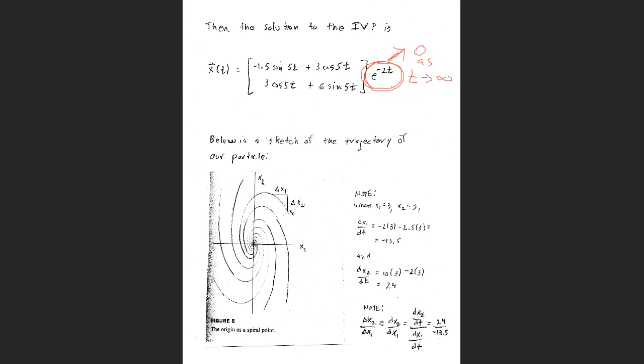So this entire vector here is going to approach the origin as t goes to infinity. As t approaches infinity. So it's like an attractor, right? The origin's an attractor.